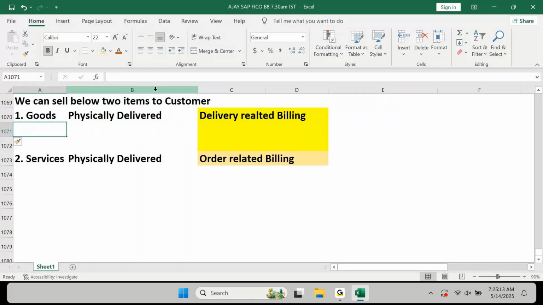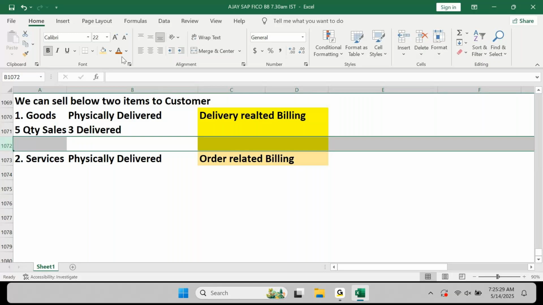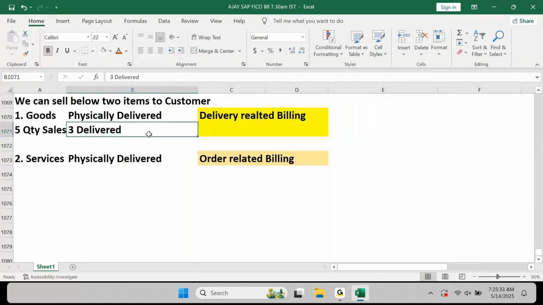For example, I asked for 5 quantity sales, and 3 delivered. Possible or not? Partial delivery. Yes, sir. Partially delivering items is possible or not? I will tell you currently only 3 in stock. You take 3, the remaining 2 I will give tomorrow. Possible or not? Possible, sir.